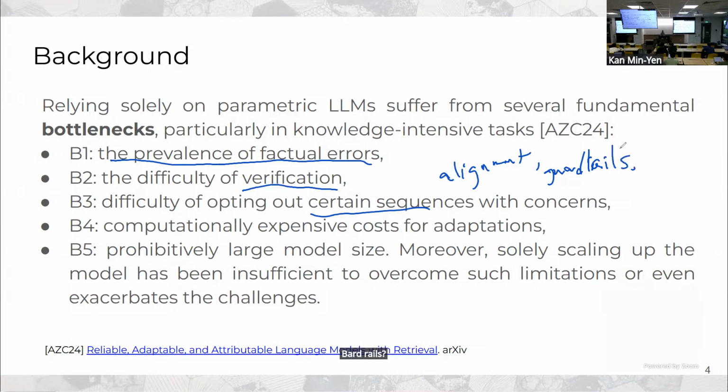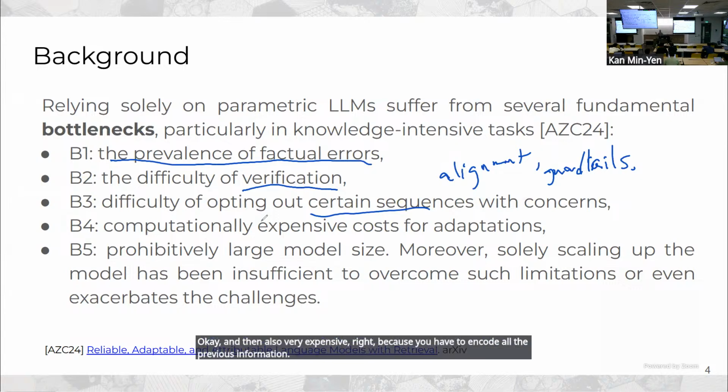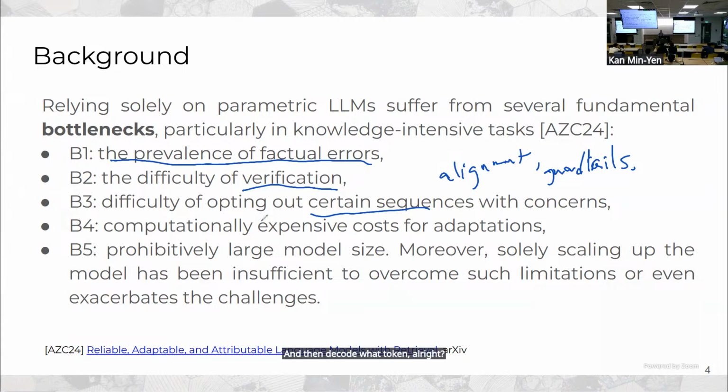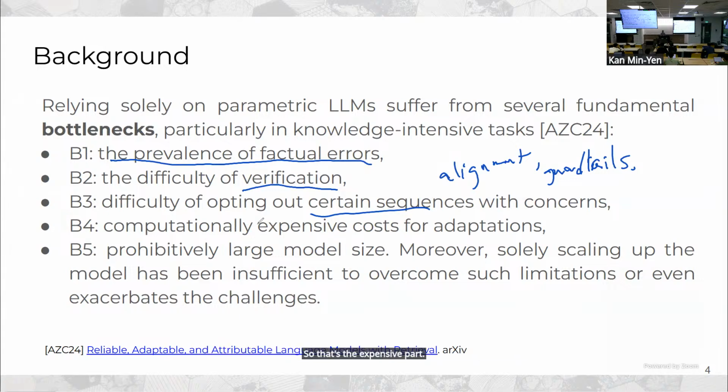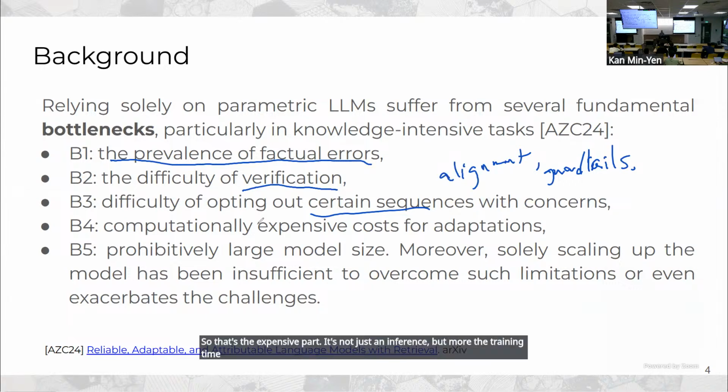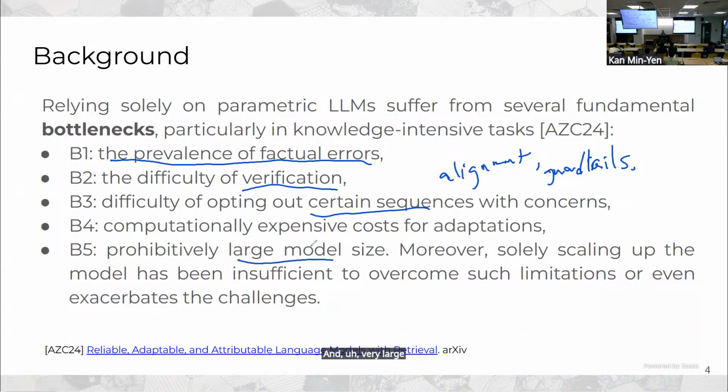Okay. And then also very expensive, right? Because you have to encode all the previous information and then decode one token at a time. That's usually the autoregressive nature, right? So that's the expensive part. It's not just the inference, but more the training time, right? So training all these models, and very large size models, so single loss.